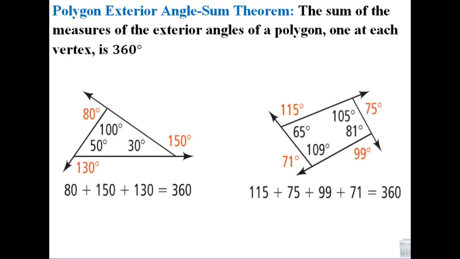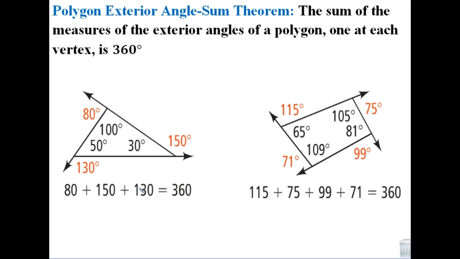Last thing we're going to talk about is the polygon exterior angle sum theorem. Remember, when we say exterior angle, we're talking about an extension of the interior angle to form an angle on the outside of the polygon. The theorem says the sum of the measures of the exterior angles of a polygon, one at each vertex, is 360 degrees.